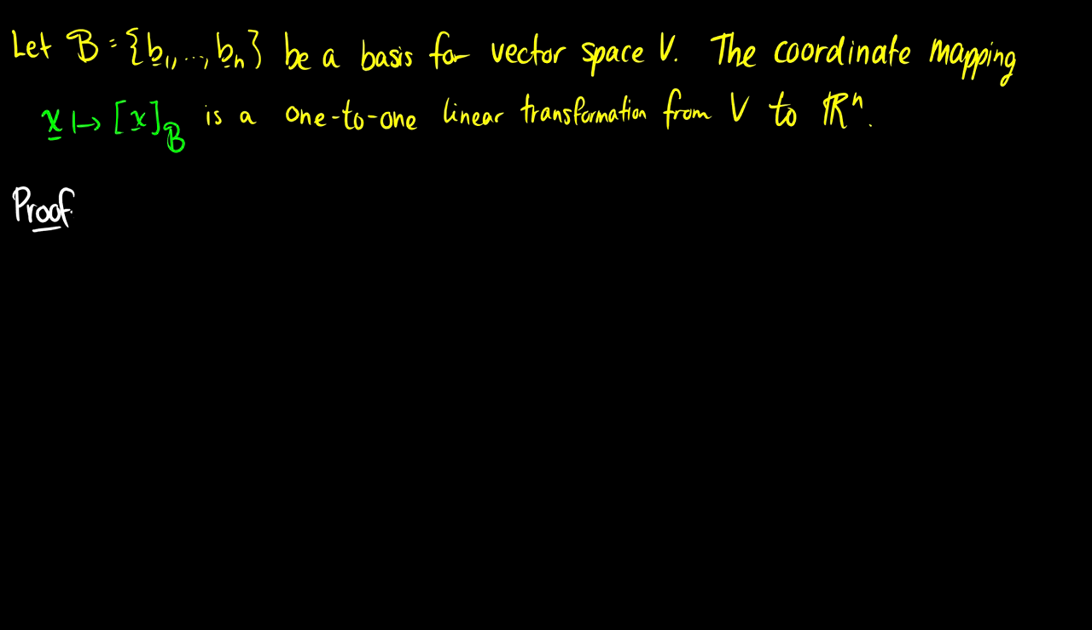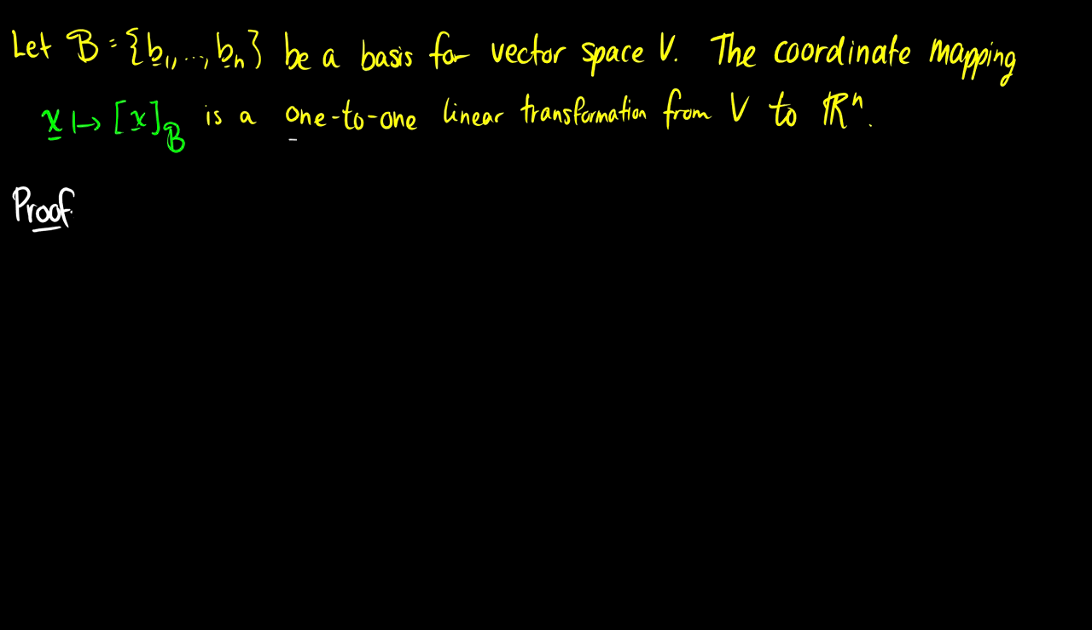In this video, we're going to talk more about changing coordinates, and we're going to view the coordinate mapping as a transformation. We'll also look at how polynomials interact with the real space. Okay, so first, let B be a basis for a vector space V. We say that the coordinate mapping from x to [x] relative to B is a one-to-one linear transformation from V to R^n. So in the first part, we're going to cover the linear transformation part.